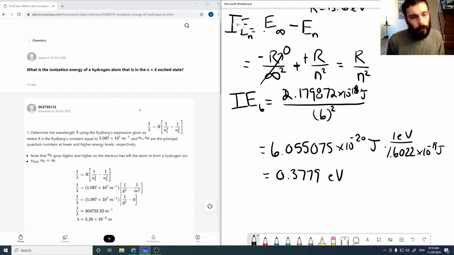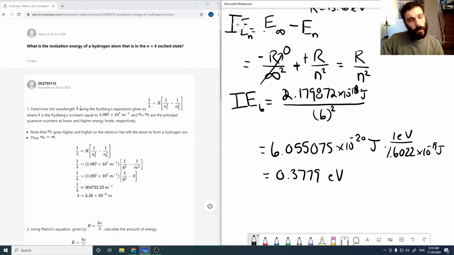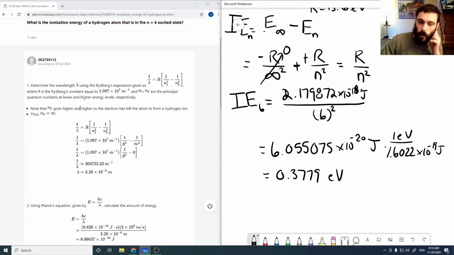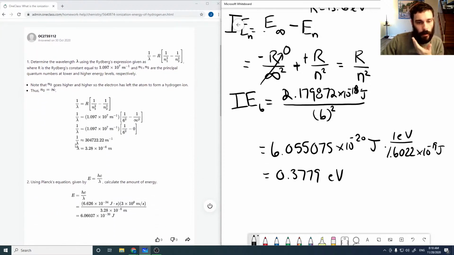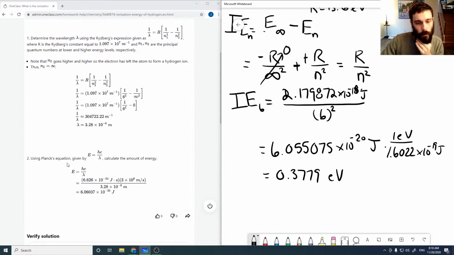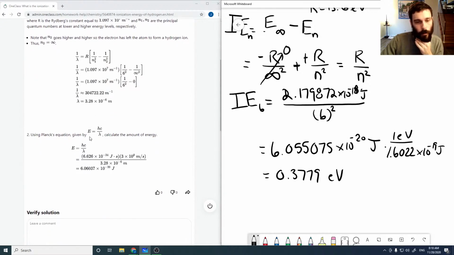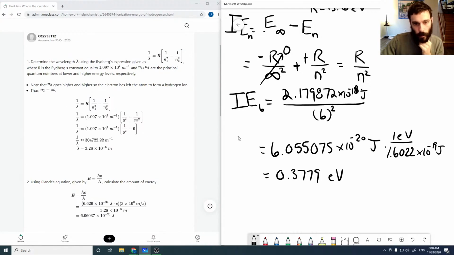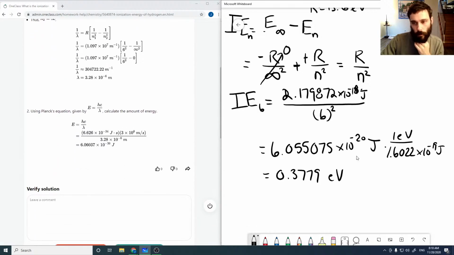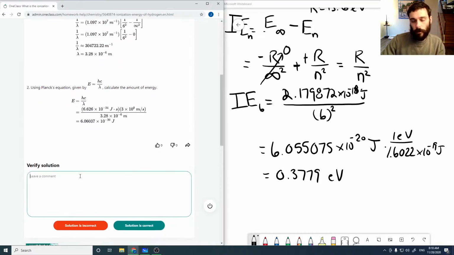Okay, so in the solution given, they determine the wavelength using the Rydberg expression, so that's fine. It's just extra steps, because after you determine the wavelength, you have to use E equals hc over lambda to get the energy, but it comes out to be about the same. It just depends on your rounding here. I used quite a few digits on the Rydberg constant, so the values are going to be a little different, but just in the second decimal place.